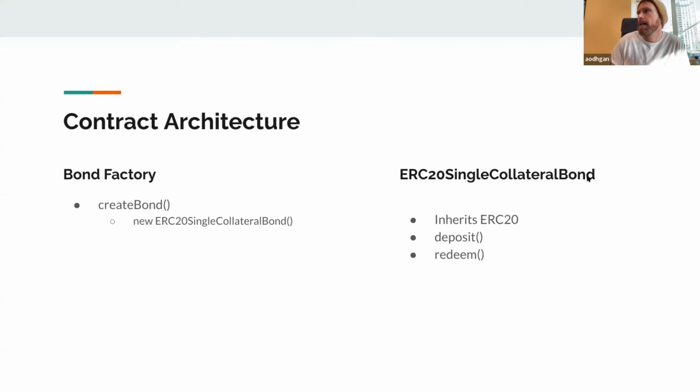The bond itself is an ERC20 token, and there are two methods that users mostly would care about. One is deposit, that's when you are purchasing a bond as a user, and then redeem. That's at the end of the life cycle, like we just talked about, when you want to get your funding back or your collateral back from the performance bond.